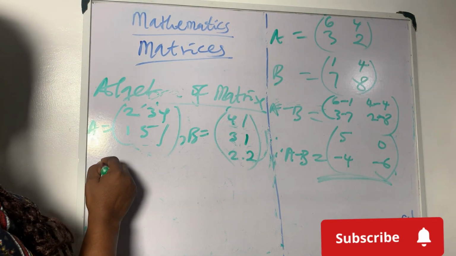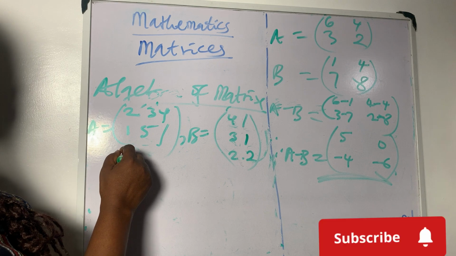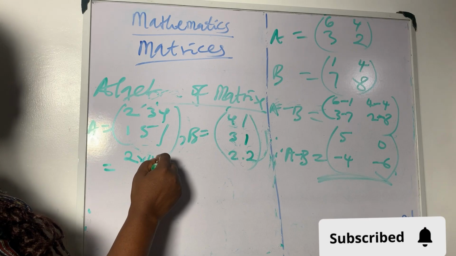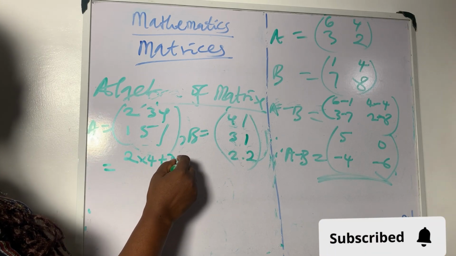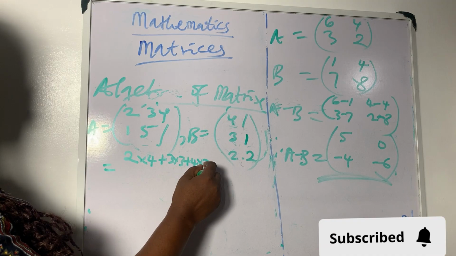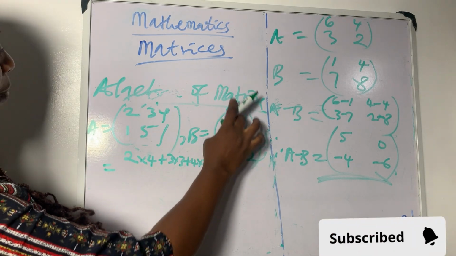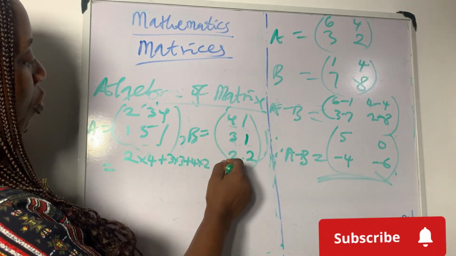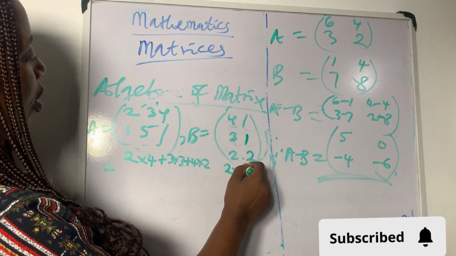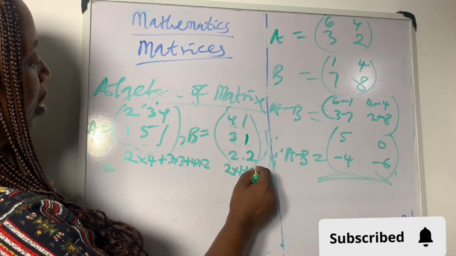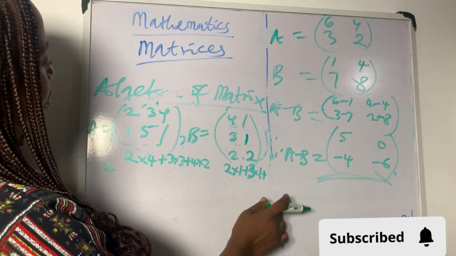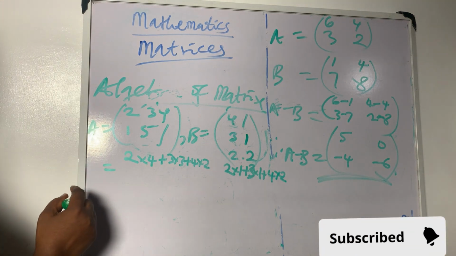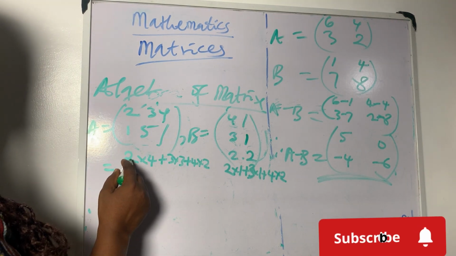Let's go. Now, the solution to get the multiplication done, 2 times 4 plus 3 times 3 plus 4 times 2. We are done with this row, multiplying this column. You now move again, using that same row to multiply the next column. 2 times 1 plus 3 times 1 plus 4 times 2. You are done with that, you move over to the next row.